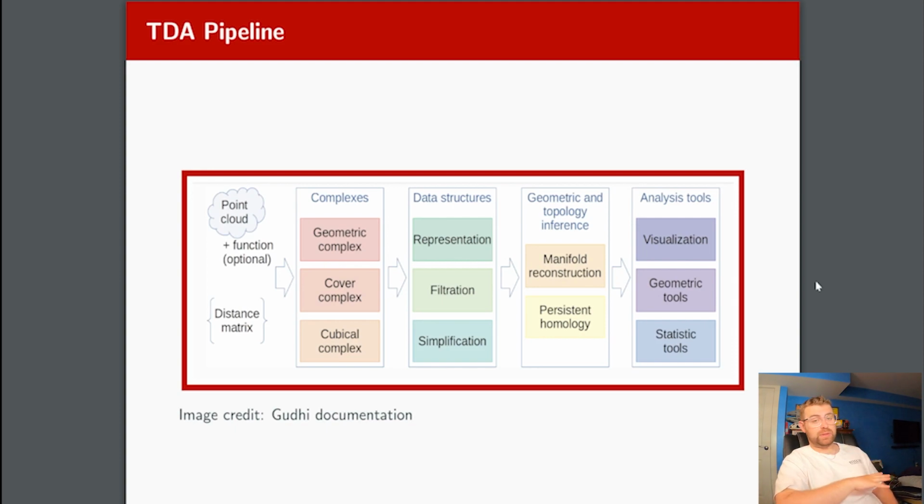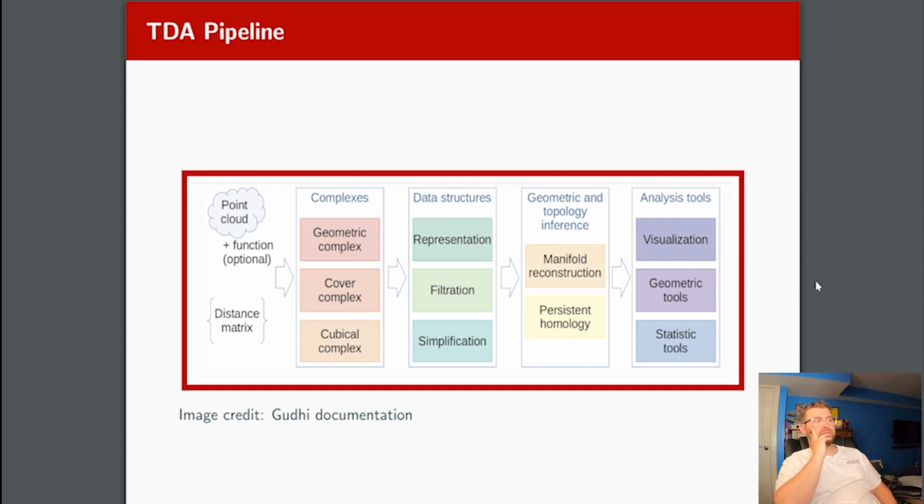Once we have this complex built on top of the data, there are three different things we can do with it. We can look at the representation of it, we can do something called filtration, or we can simplify it and make it easier to analyze. I haven't gone too deep into the simplification or representation. We used the filtration algorithm on this, and we'll see what that looks like. Filtration is pretty common and pretty popular, and it fits most data.